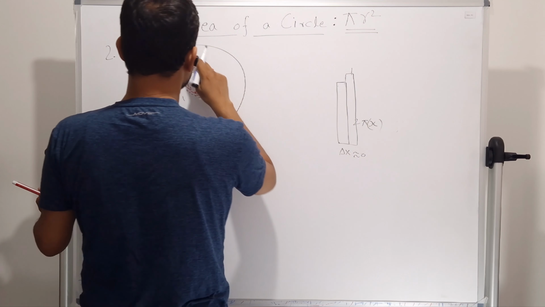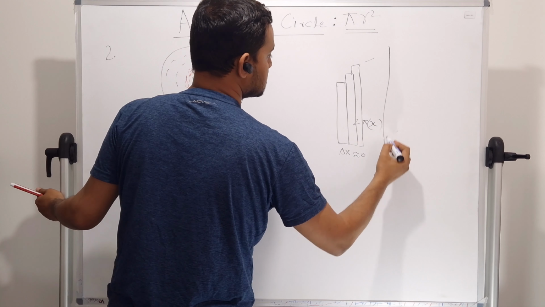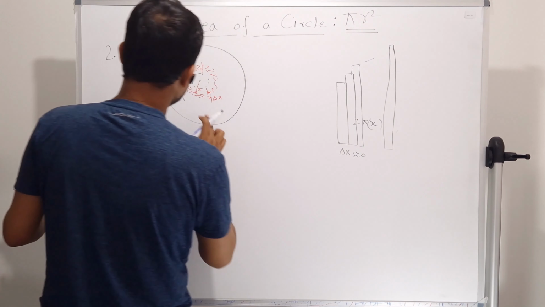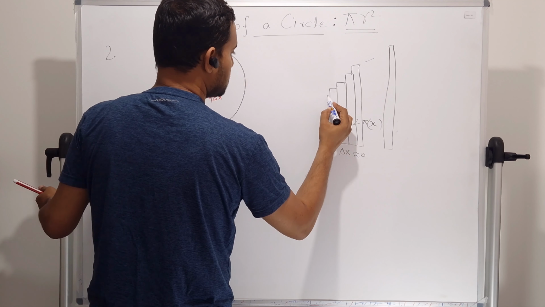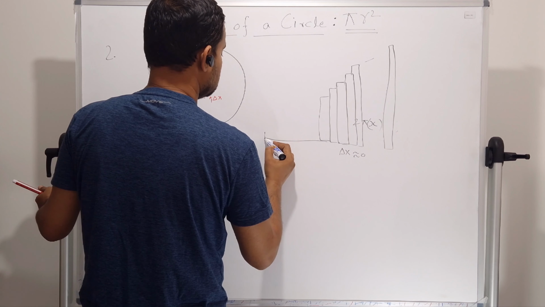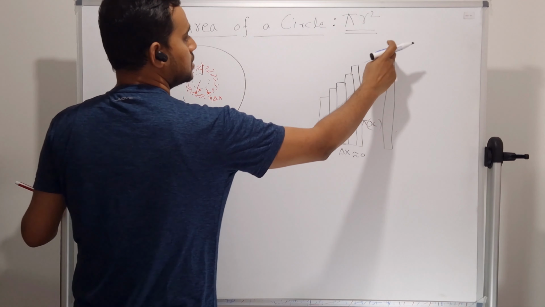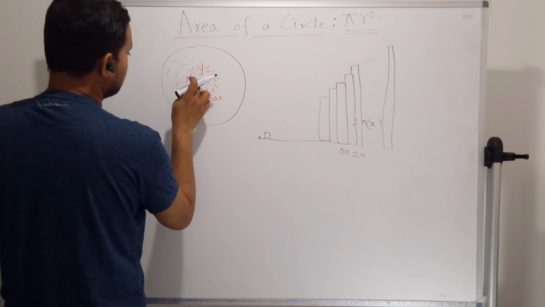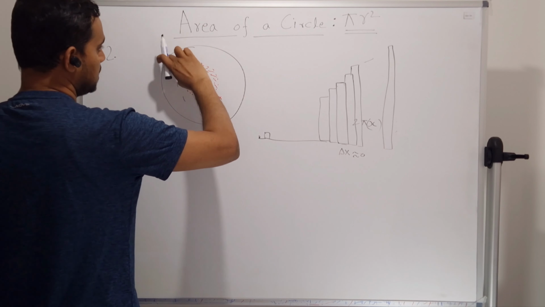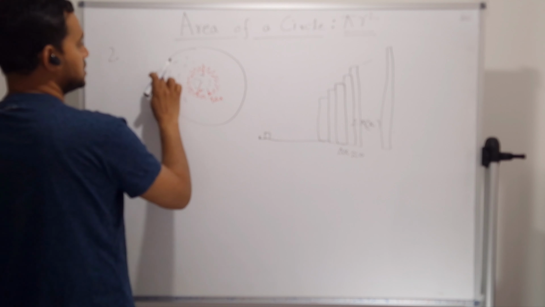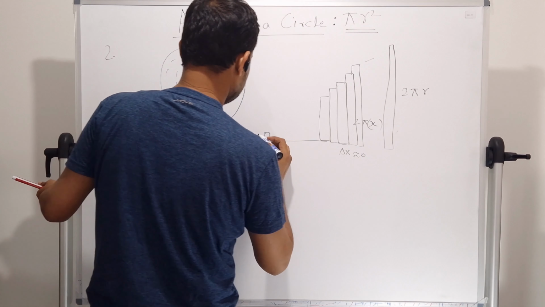As you go outside, the rectangles will become bigger, taller. This is the last rectangle, let's say. As you go inside, the rectangles will become smaller because of smaller radius. This is the last rectangle at the center, with height 0. When you go outside, the last rectangle is this, whose height is the length of the outer circle, which is the perimeter of the circle, which is 2 pi r, right?